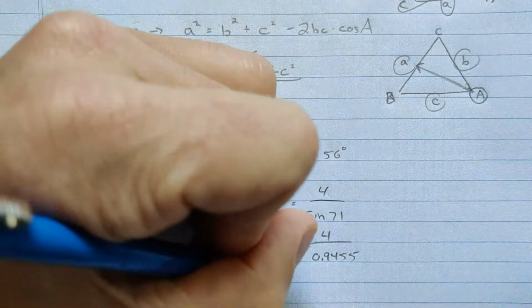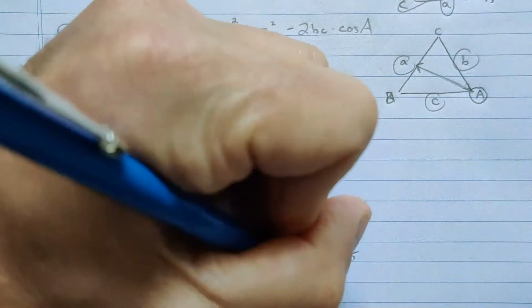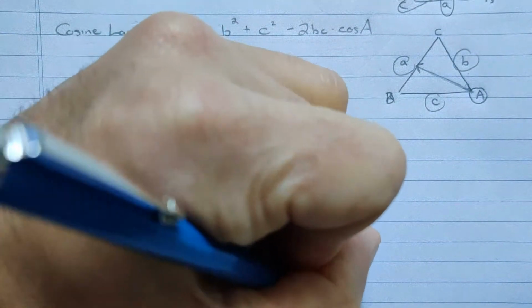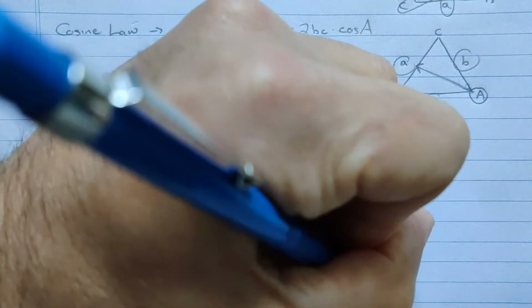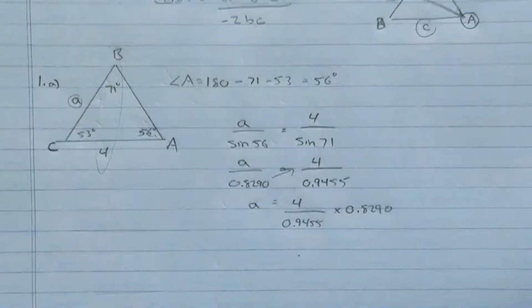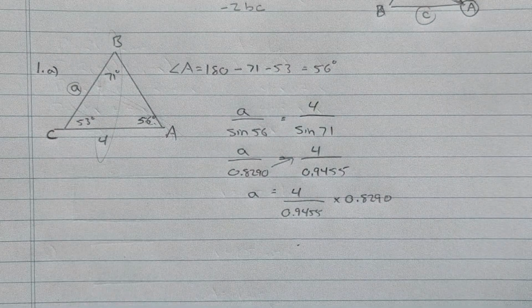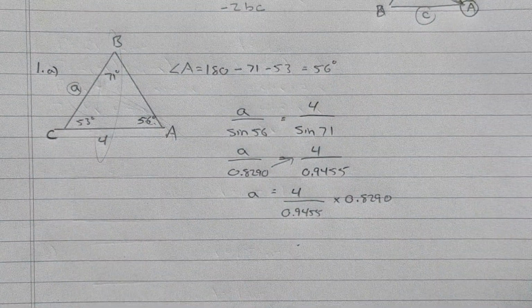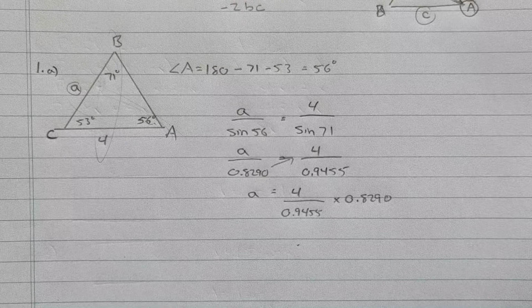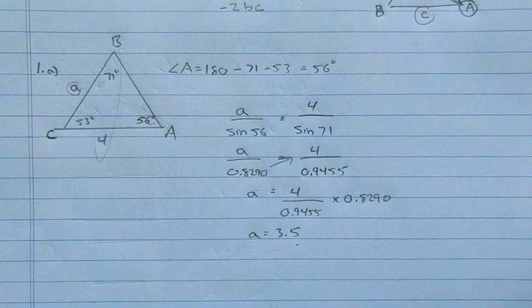So we have A equal to 4 divided by 0.9455 times 0.8290. And we just multiply that out, and divide and multiply that out, and we will get ourselves the solution. And in this case, it is 3.5. So A equals 3.5 in this case.